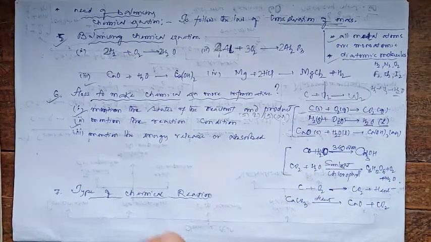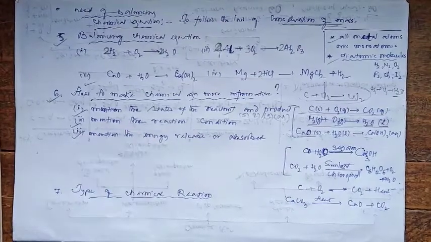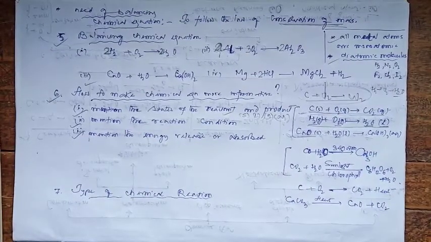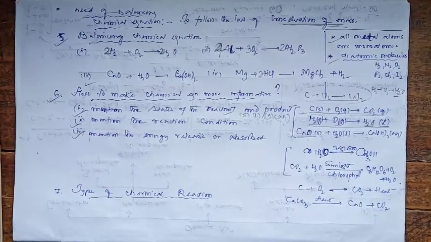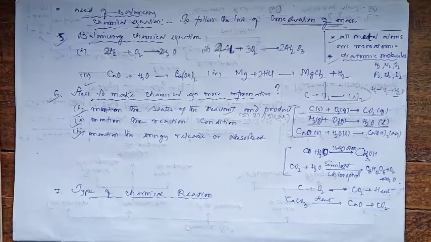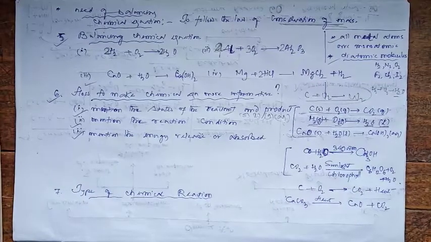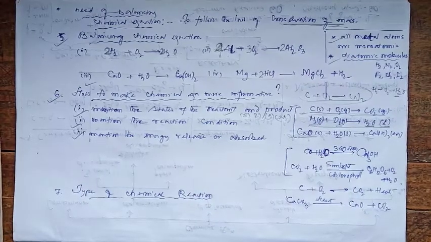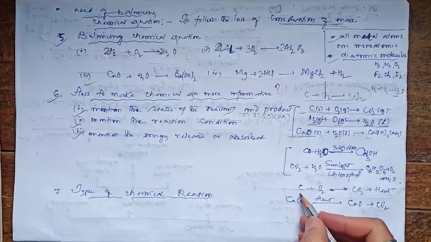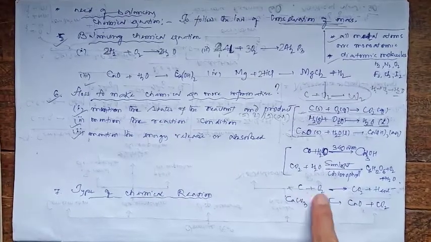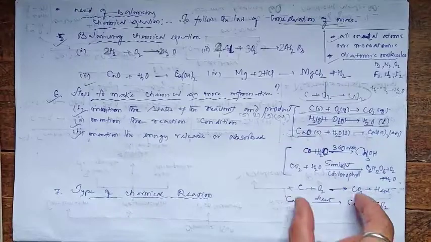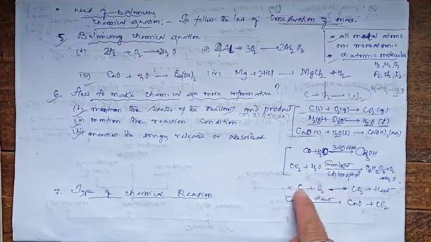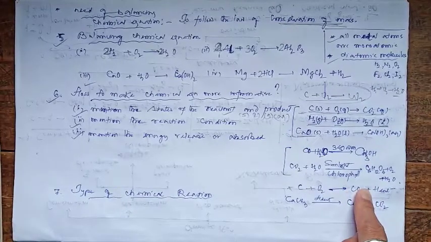We have one more way to make the chemical equation more informative. Mention the energy released or absorbed. In some reactions, energy may be released. In some reactions, energy may be absorbed. So whether energy is released or absorbed, we can express it this way. Take the example of this reaction. C plus O2 gives CO2. This is the burning of charcoal. So during charcoal burning, what happens? Energy is released in the form of heat.